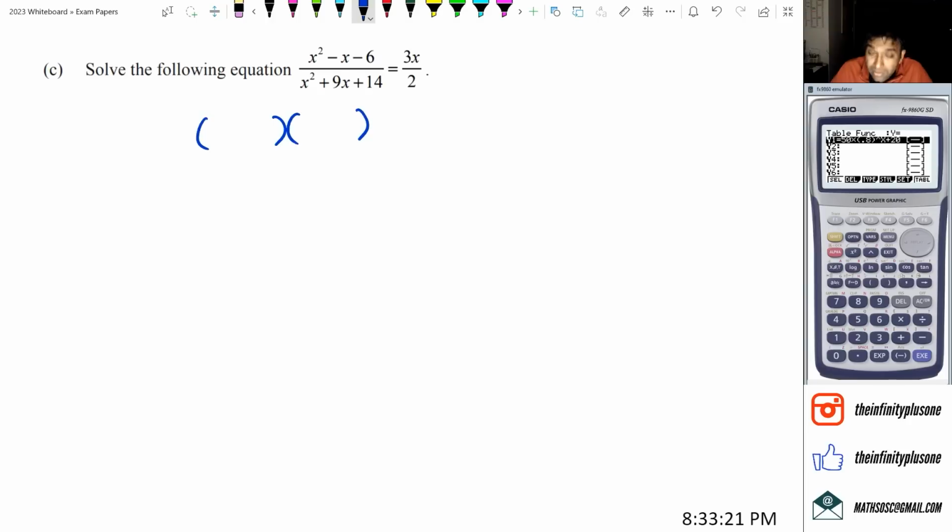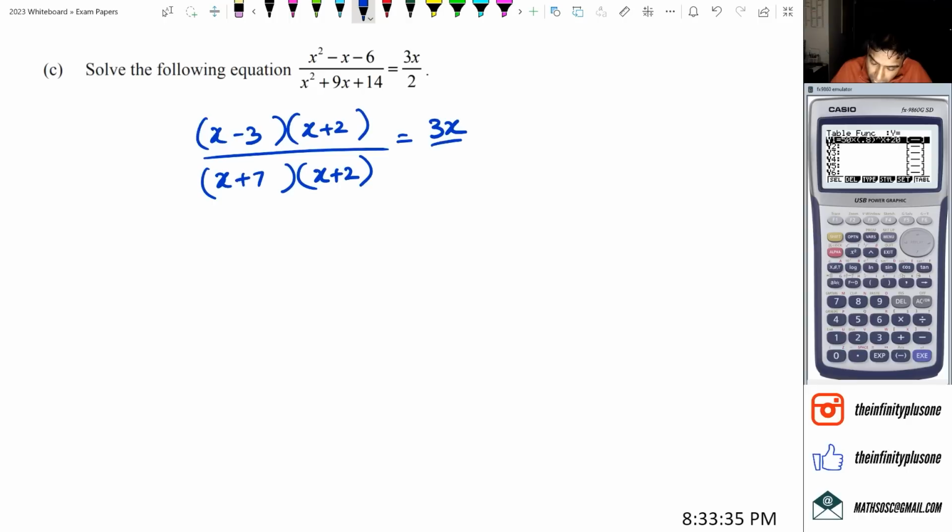Now x squared minus x minus 6, we can say that this is (x minus 3)(x plus 2). And then in the numerator, we've got (x plus 7)(x plus 2). Now this is all equal to 3x over 2. What I am going to do is also have a look at the answer schedule just to see what you could get achieved for. Now if you get this part correct, both the top and the bottom, and you simplify.